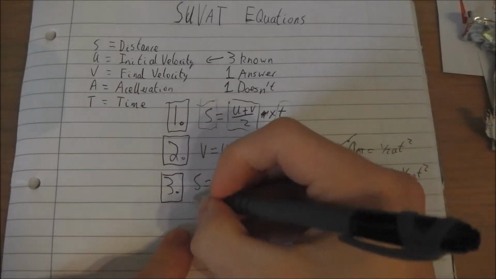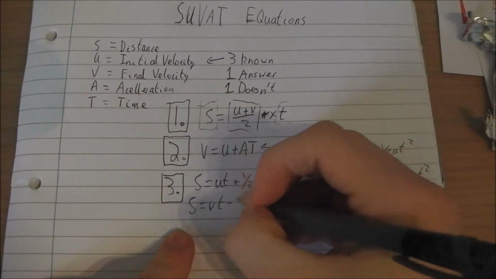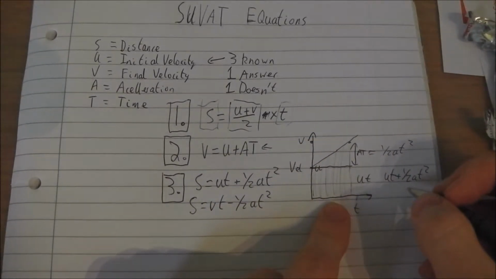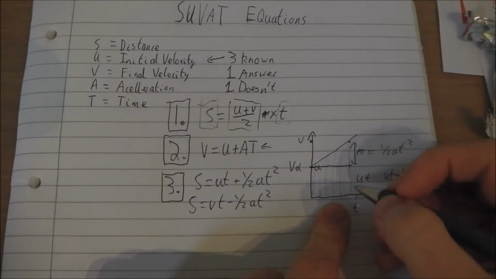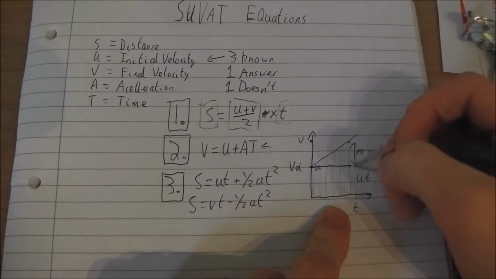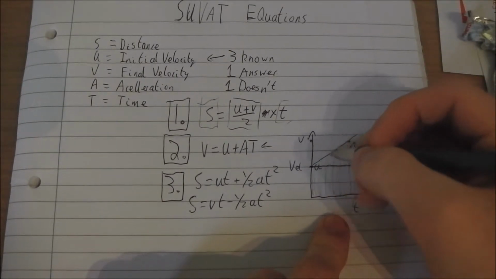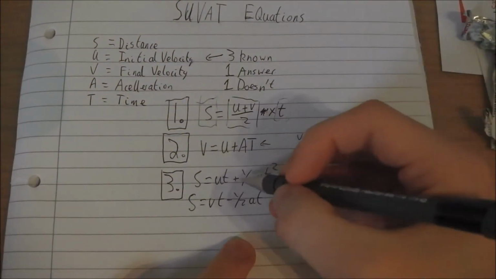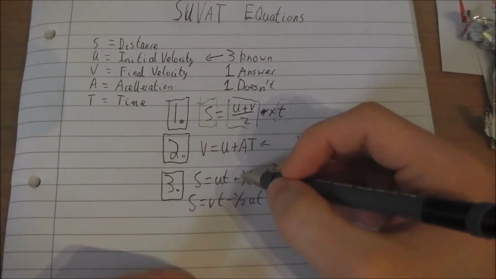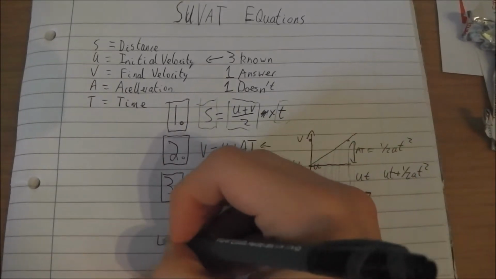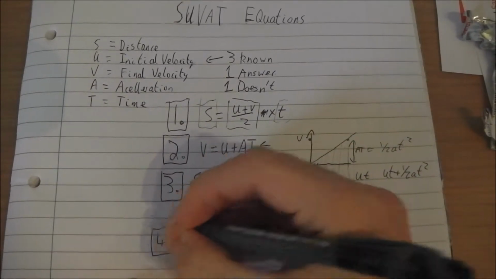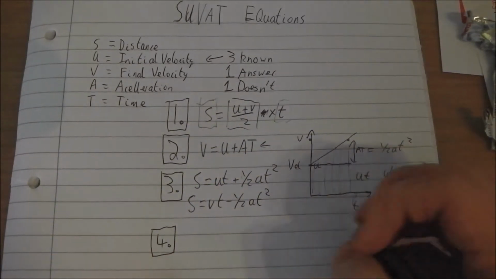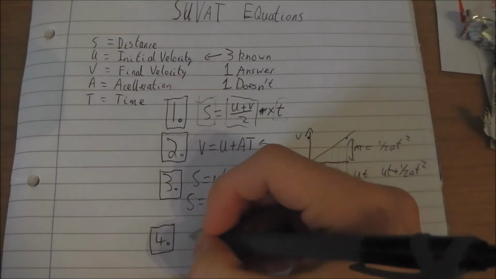Similarly to this one, we have S equals VT minus half AT squared. This is exactly the same as the previous equation, but you are taking the whole of this part and minusing one of these two triangles, and it gives you the same answer, using the same principles, but you minus it instead. These ones are really 3 and 4, but they're very similar. And our last equation is the most complex.